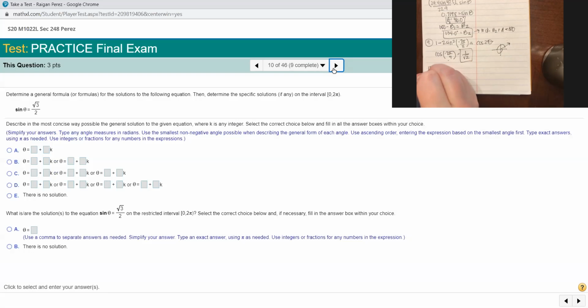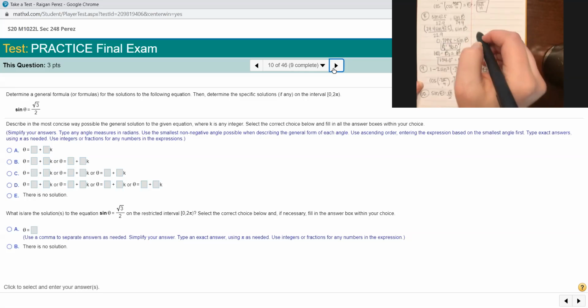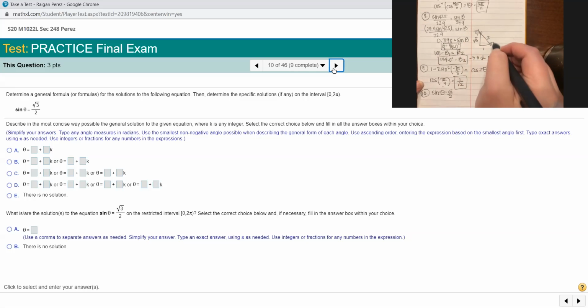All right, number 10. Determine the general formula of formulas, okay? So sine theta is square root of 3 over 2. This is back to our, I'll draw it up here for the space. Pi over 6 triangle. So when is sine square root of 3 over 2? That's when theta is pi over 3 plus 2 pi k.